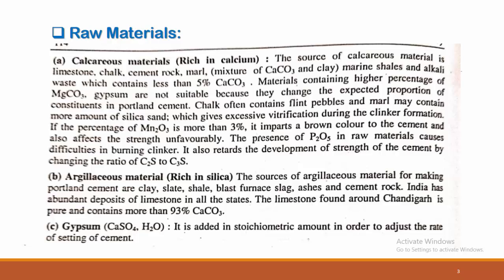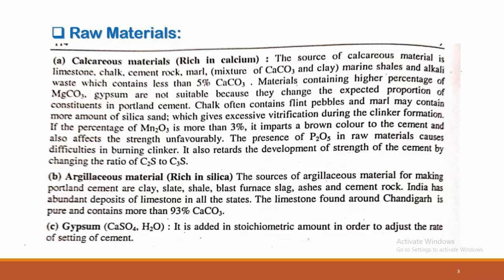The basic raw materials for the manufacture of Portland cement, which we have to remember, are first calcium oxide, that is calcium carbonate or any calcium-containing material, called calcareous material. Second, argillaceous material, which is rich in silica, silicon oxide, also a basic raw material. And third is gypsum, calcium sulfate with one hydrated molecule, which is also very important.